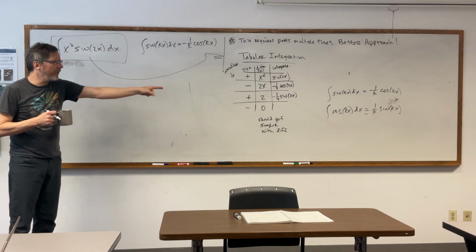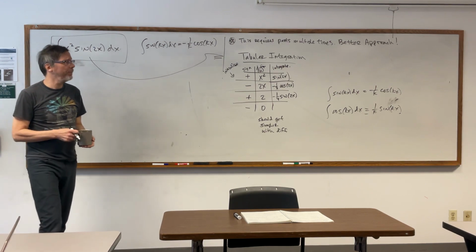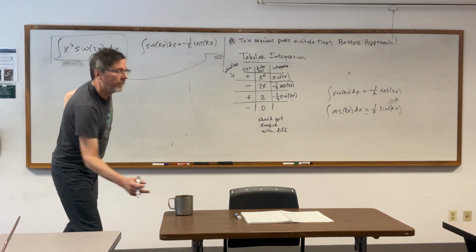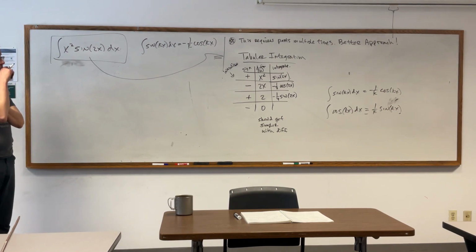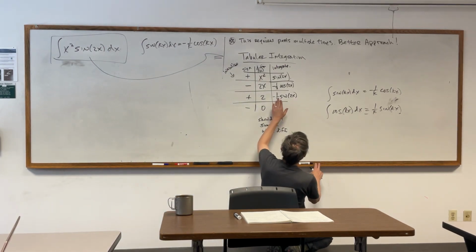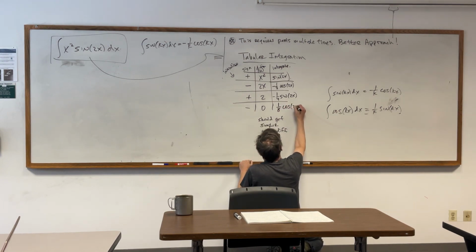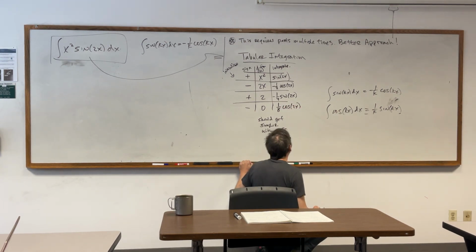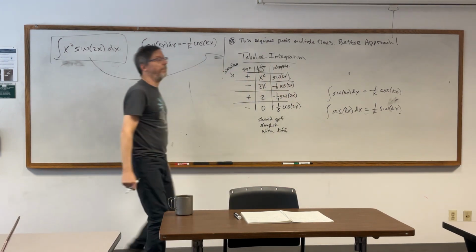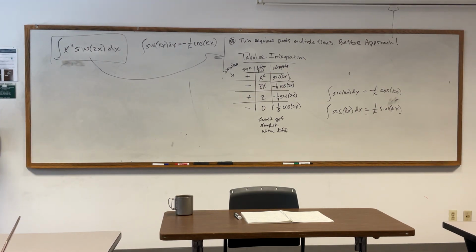And then I ask you, just take a minute. Can you fill in the last entry? What should the last entry be in that column? If you got positive 1/8 of cosine of 2x, you rocked it. And if not, ask. Let's talk. Good. Awesome.